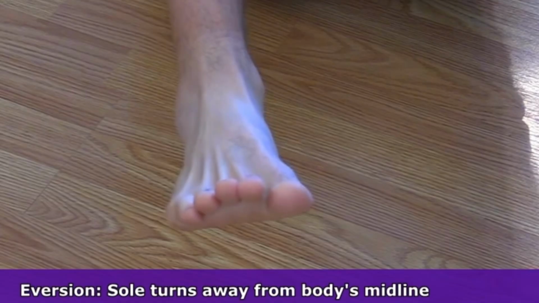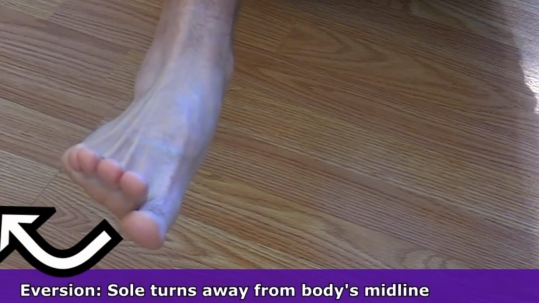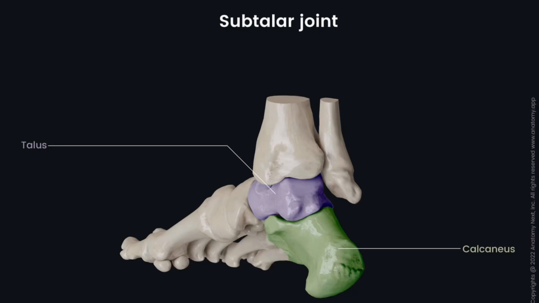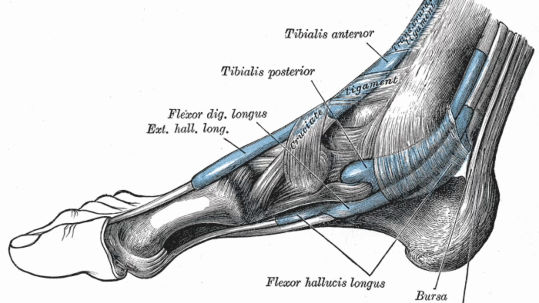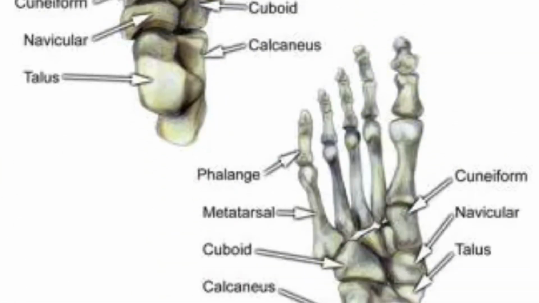Eversion. Eversion involves the movement of the sole away from the median plane, so that the sole faces in the lateral direction. The joint used is also the subtalar joint, and the structural is synovial and the functional is diarthrosis. The bones and the muscle are the same as inversion: tibialis posterior muscle and tarsal bones of the posterior foot.